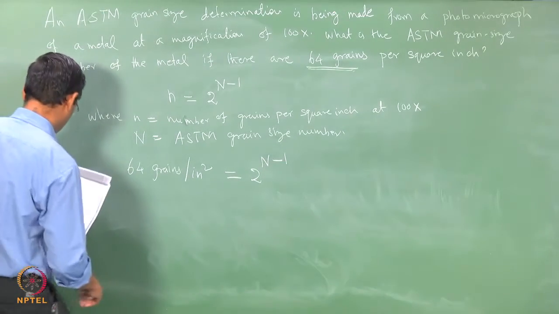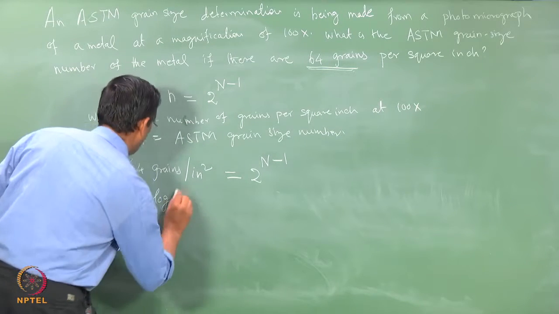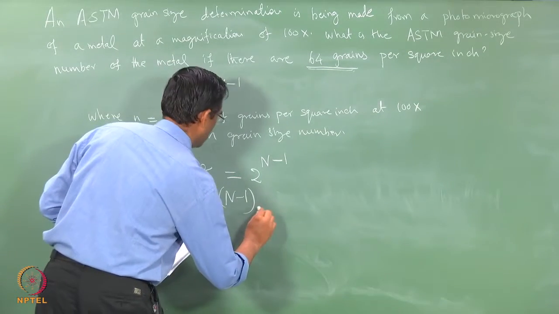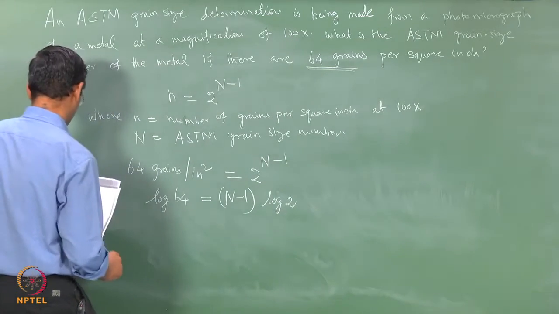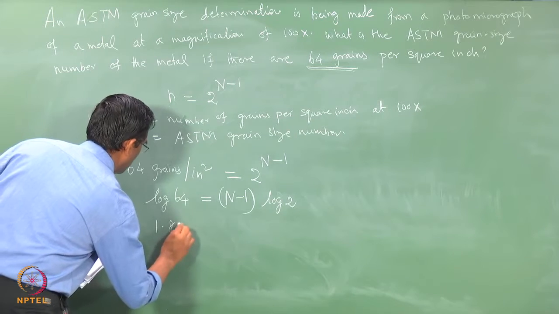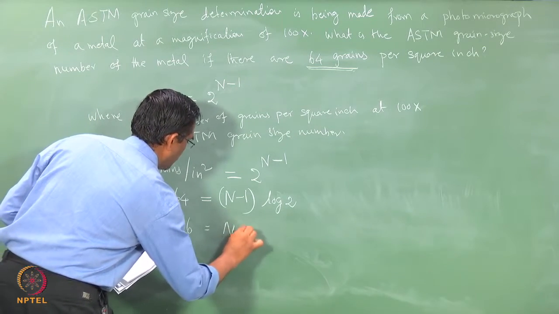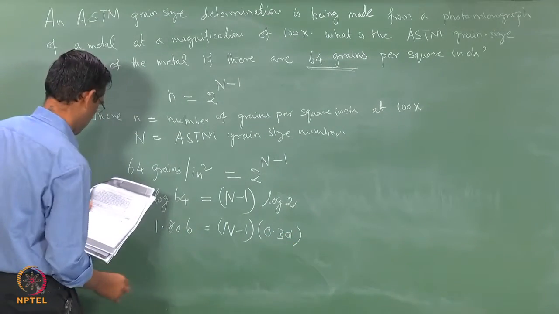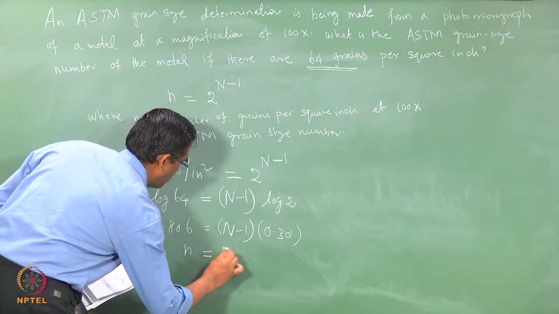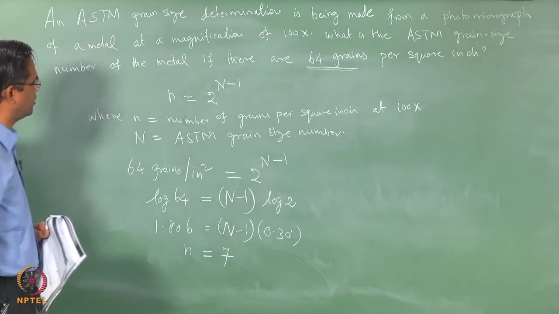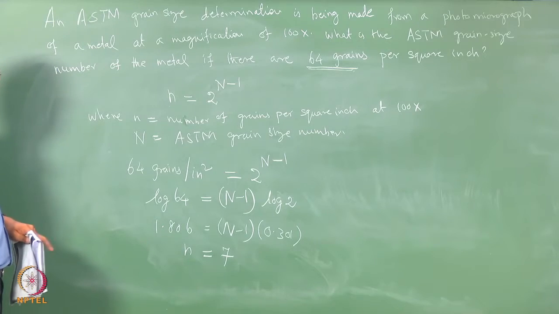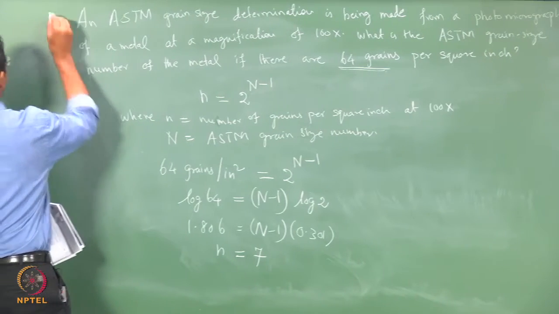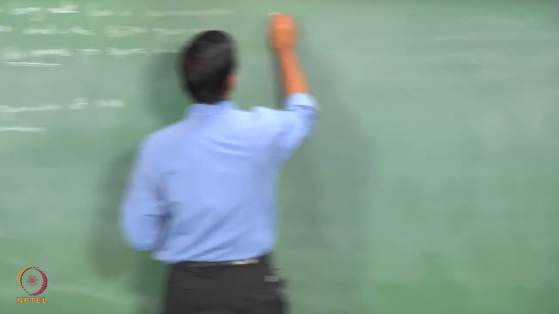Now, you just solve this: log 64 is equal to N minus 1 into log 2. So, 1.806 is equal to N minus 1 into 0.301. So, N is approximately 7. That is the answer. It is a very simple substitution, and you can find it easily from this formula. We will look at another problem just to illustrate the application of this equation.